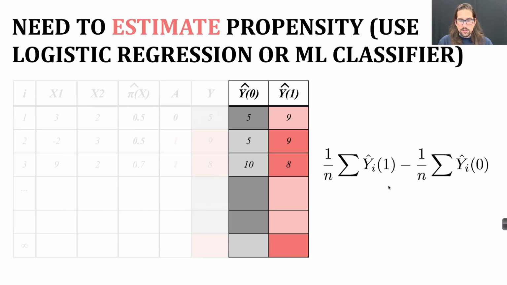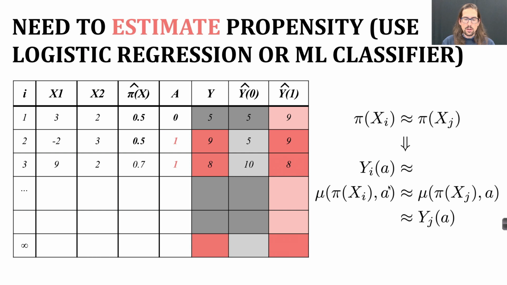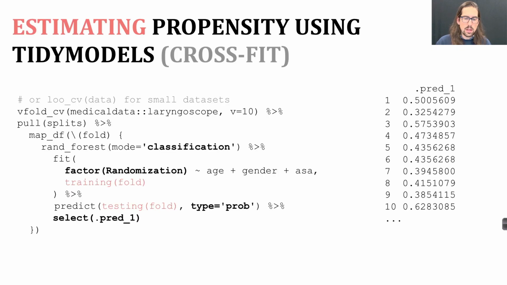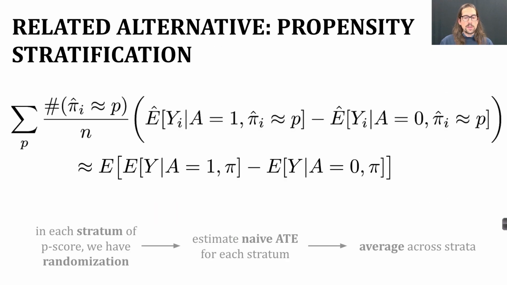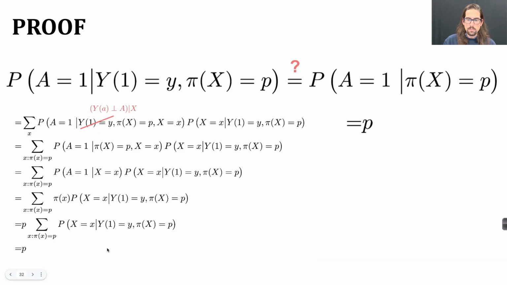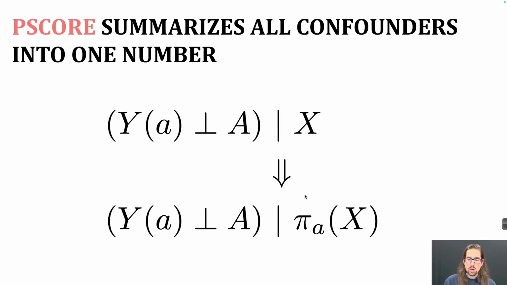So as an alternative to matching, which I talked about here, propensity score matching, which is just like covariate matching, except we first boil down all the covariates into a single number, the propensity score, you can also do what is called propensity stratification. And the idea here, there's the math that you can read through, but the idea is this: within each stratum of the propensity score, here, what this statement says is that in each stratum of the propensity score, we have a randomized trial.